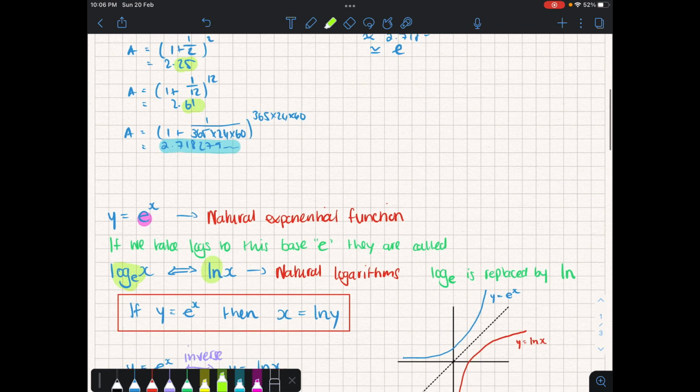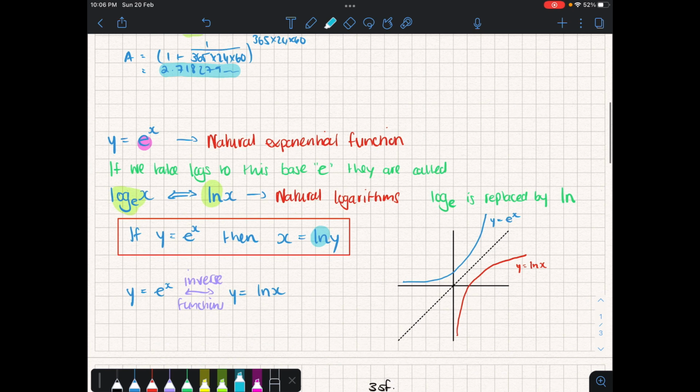Just like all other exponentials and logarithms, they have the same rules. So if we write y equal to e to the power of x, we can rewrite that as x equal to the natural log of y. And again, this natural log is just representing log base e. In a similar fashion, we could think of the inverse function as the natural log of x.